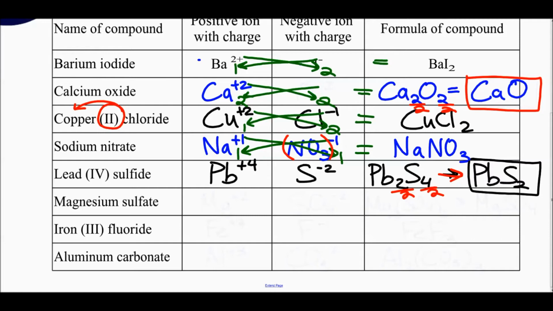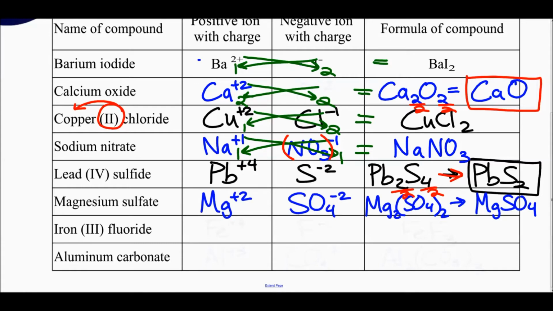Magnesium sulfate includes a polyatomic ion. So when you look at your polyatomic ion chart, it tells you that SO4's charge is a -2, magnesium is a +2. When you crisscross those, you get Mg2(SO4)2, but don't forget, they need to be reduced as well. They have a common denominator of 2 as well, so that your final answer is just MgSO4.